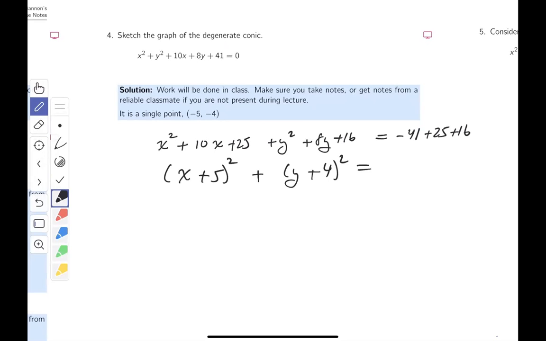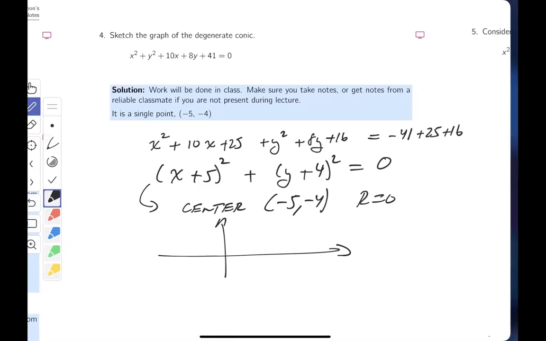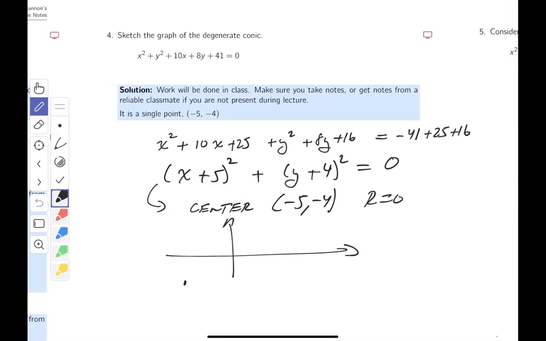Oh, look at that, 0. That's crazy. So what do you have here? If this was a circle, what would it be? Sure does look like a circle. The center is going to be minus 5, comma, minus 4, and the radius would be 0. It's degenerate. What are we saying over there? It's a single point. What's the single point? Minus 5, minus 4. It's just one point. That's all it is. There's only one point that satisfies that equation. What is that point? Minus 5, minus 4.